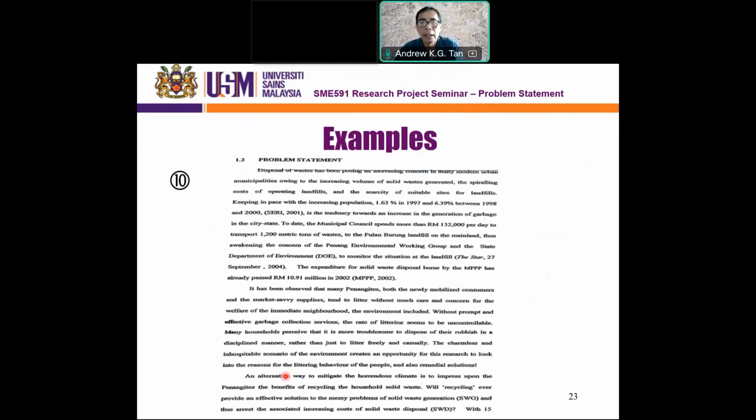Next is another bad problem statement. Why bad problem statement? It includes statistics. There are statistics in here. There are citations in here. MPPP 2022. Statistics in here. All right. Bad problem statement. I told you already just now. Do not include all statistics or citations in the problem statement because all this belongs in the introduction when you're trying to describe the problem.